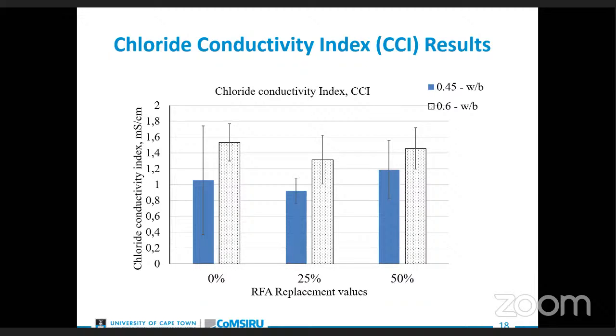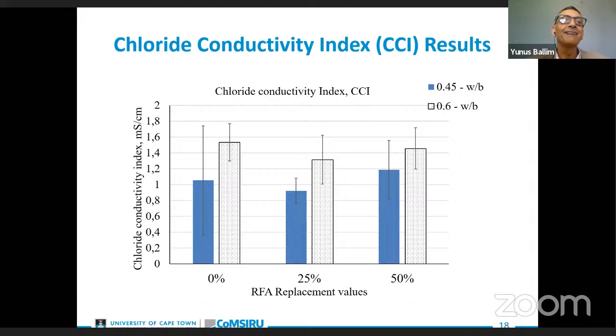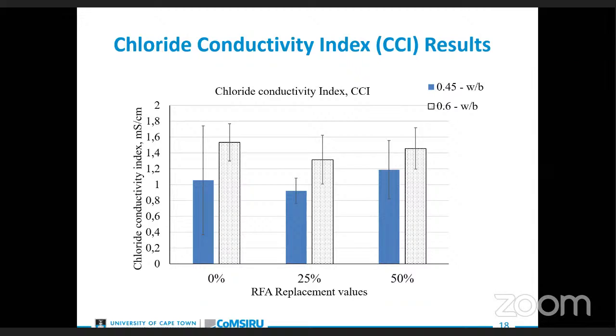Now, these two results remain constant. Wrap up now. Okay, Prof. They remain constant for the 0.6 water binder ratio, except for 0% and the control mix.